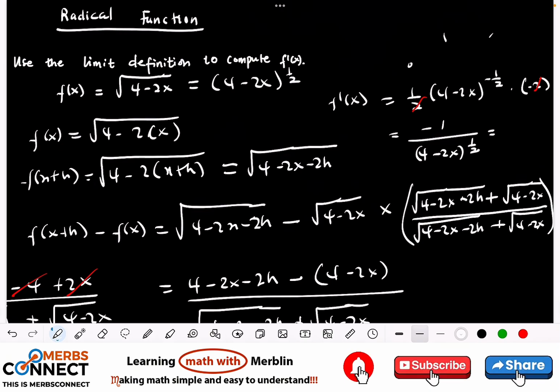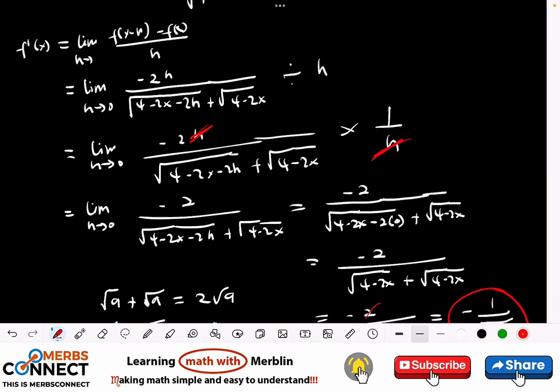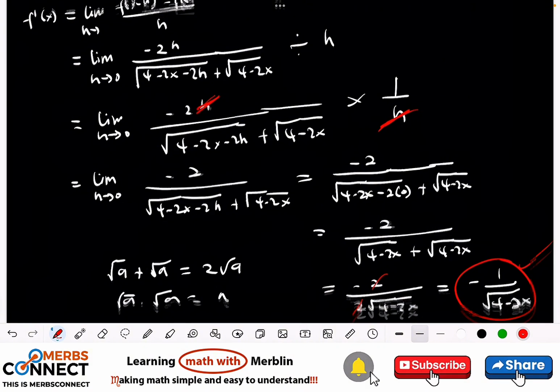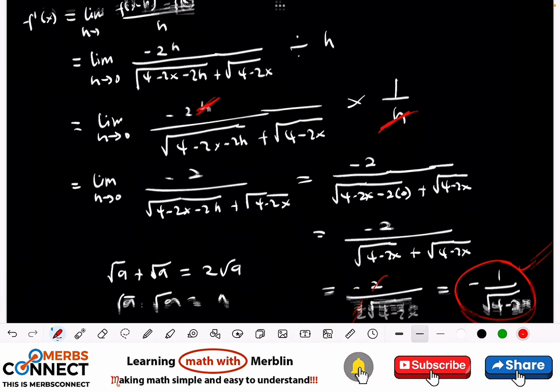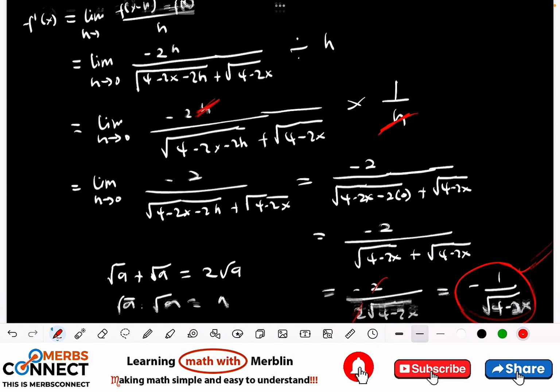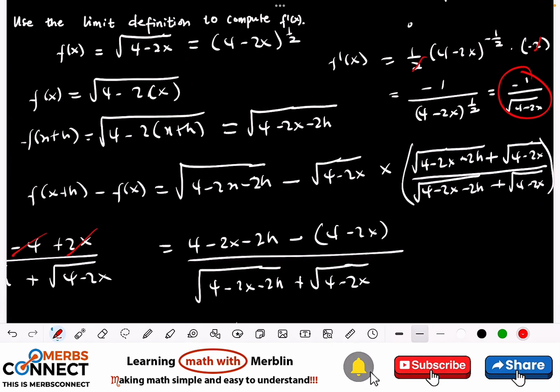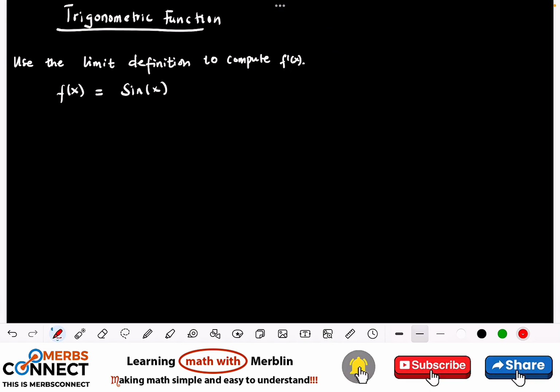And this is the same as minus 1 divided by root of 4 minus 2x. And this is the same as what we had here, right? So this is another way of checking. Always when you are done, try and differentiate the function to see if indeed you did the thing right. So let's talk about the last example here, a trig function.